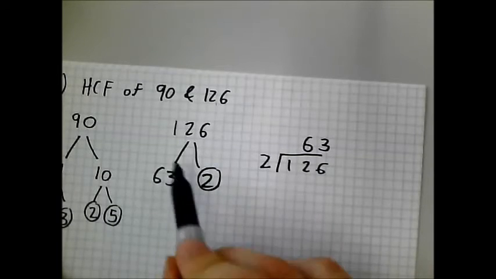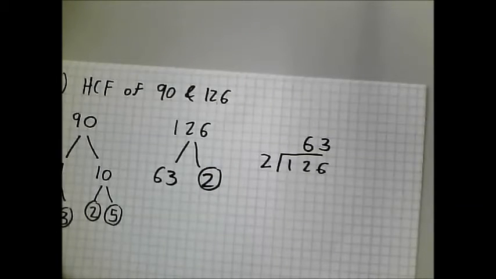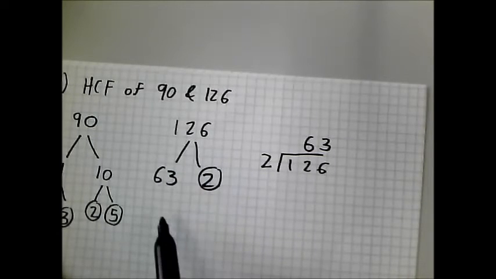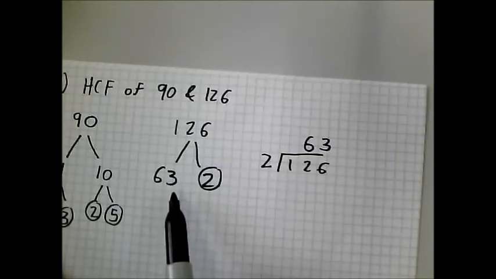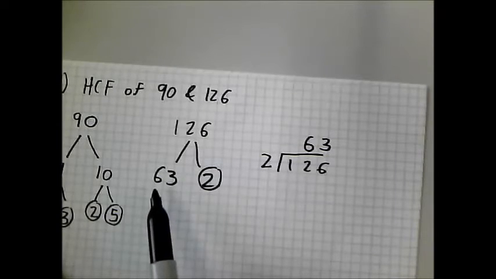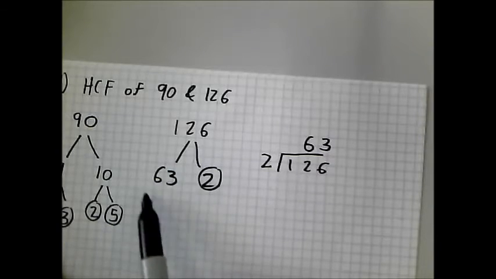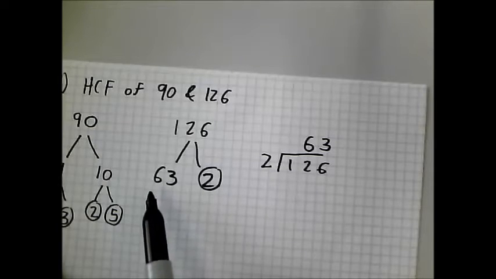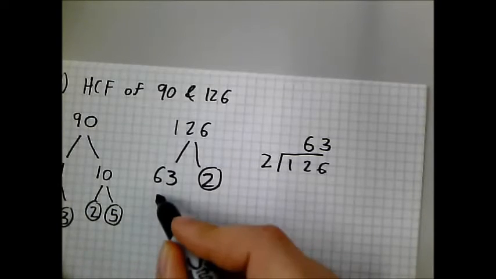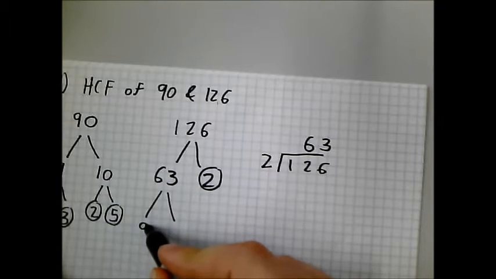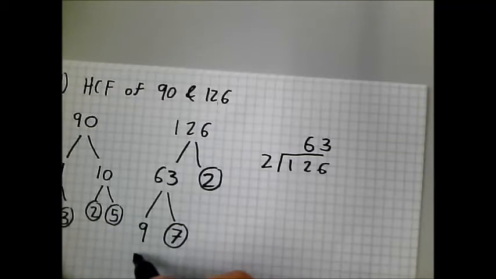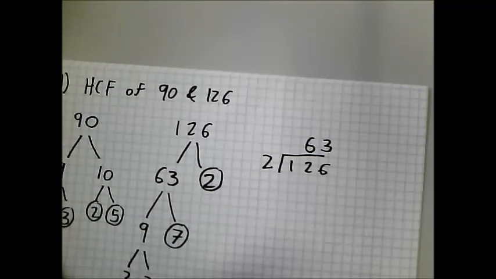Now, we might get a little bit stuck with this one. There are a few tricks you can use. I know 2 doesn't go into it because it ends in an odd number. Does 3 go into it? Yes, because if I add up the digits, 6 and 3 make 9. So 3 goes into it because the sum of the digits is divisible by 3. But it's also divisible by 9, so I can divide this by 9 if I wish, which I will do. So 9 goes into this 7 times. 7 is prime, 9 is not: 3 and 3.